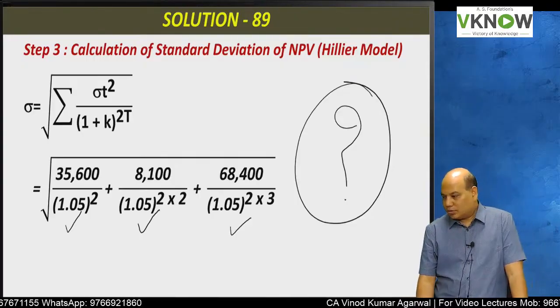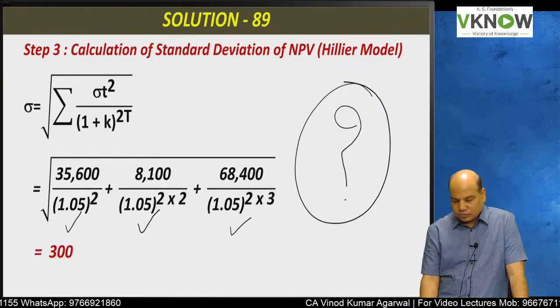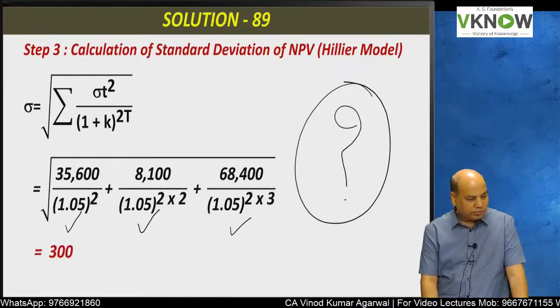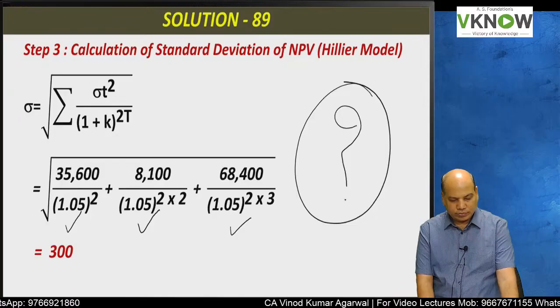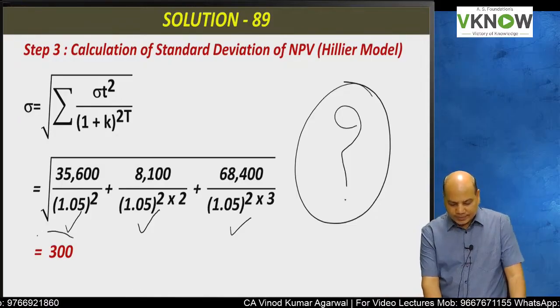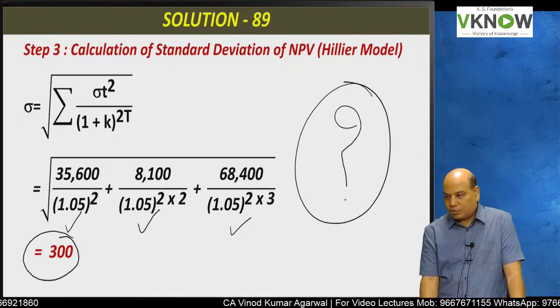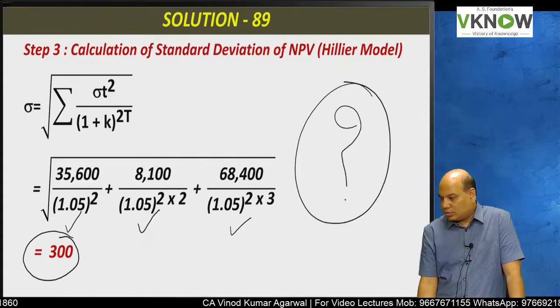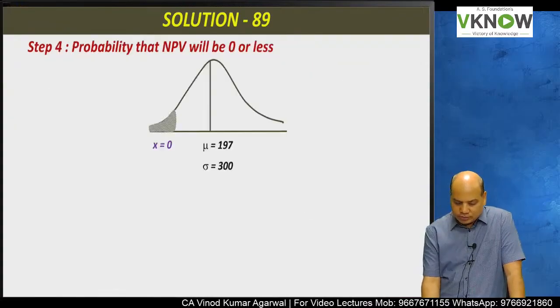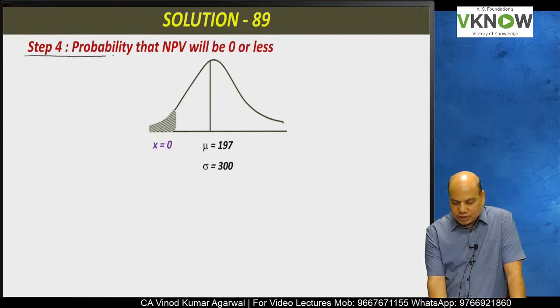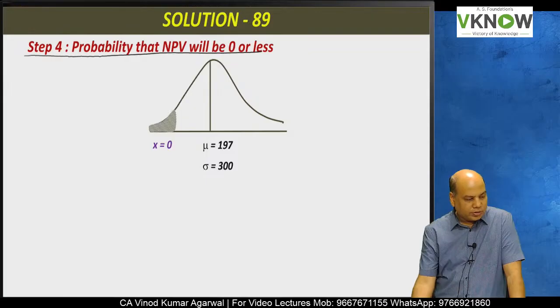Okay. So the answer is 300. Please note down, the answer is 300. The standard deviation of the probability distribution of NPV is 300. Write down 300. If you have not got it, check it later. Come to the next question.